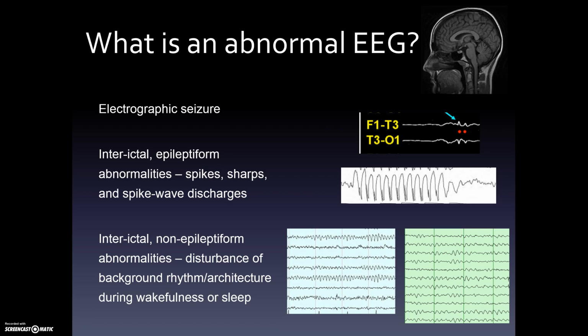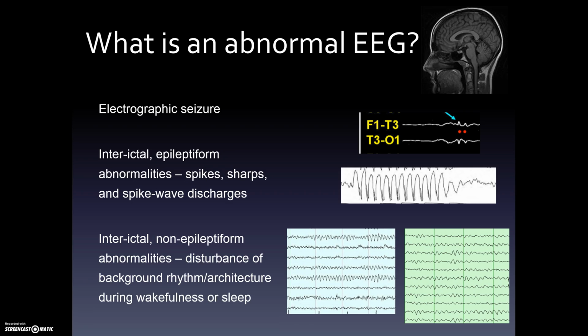An EEG may be abnormal for a variety of different reasons. It could be abnormal because a seizure occurred while the EEG was recording, which would be referred to as an electrographic seizure. That's a seizure which can be seen on the EEG recording. It could be abnormal because of the presence of what are called interictal epileptiform abnormalities. The term interictal means any time in which a seizure is not occurring, which fortunately is the vast majority of the time. Ictal refers to the time when a seizure is occurring.